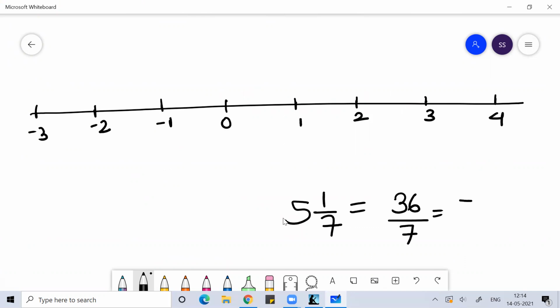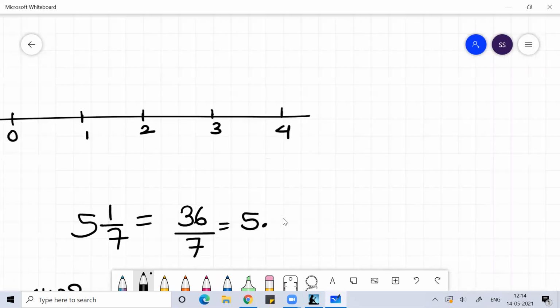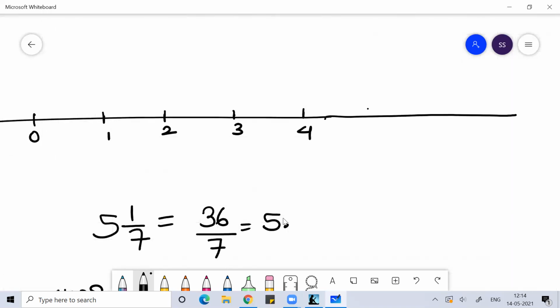Or 5 1 by 7, you know, what is 1 by 7? 1 by 7 is actually, if you find the value, 1.4142. So 5 1 by 7, you know this will be 6. Yes, sir. So 5 1 by 7 will be somewhere close to 5.